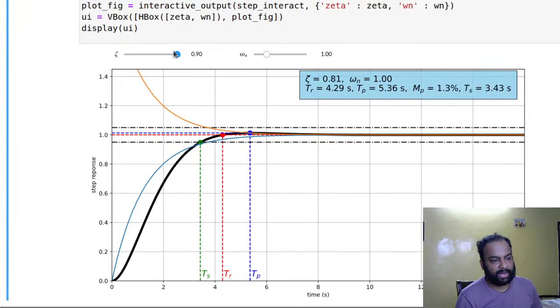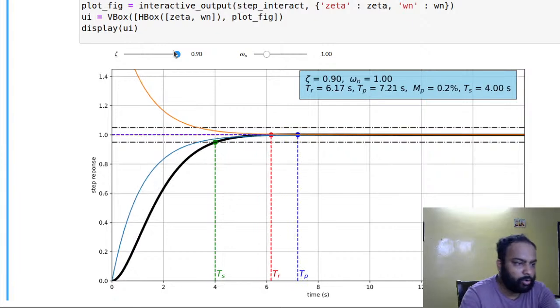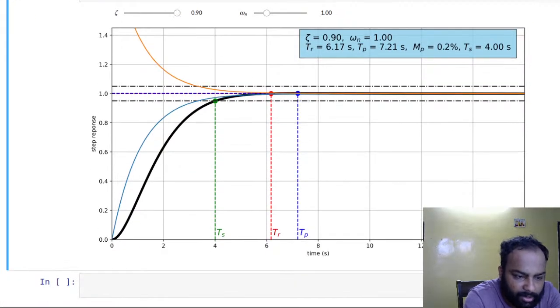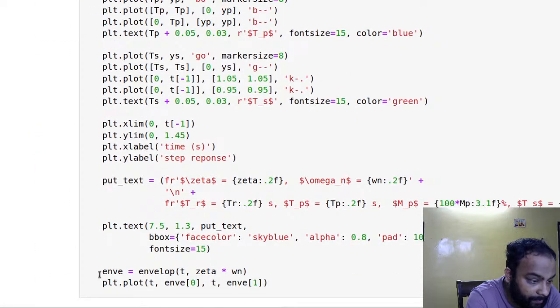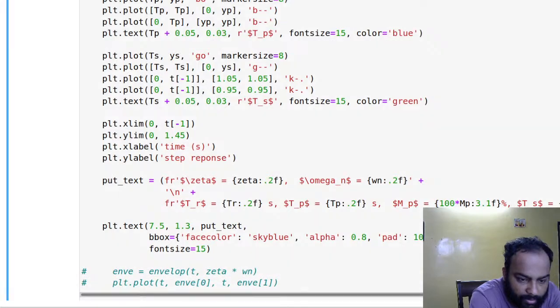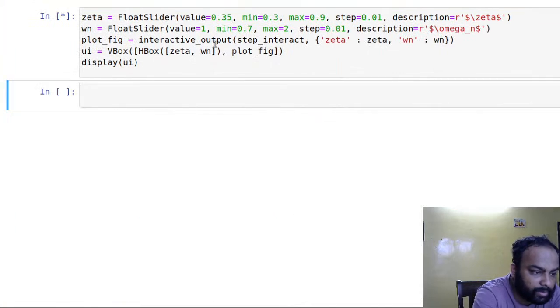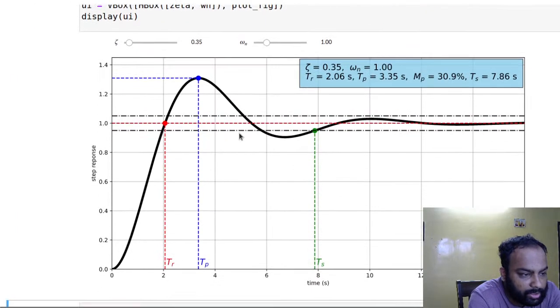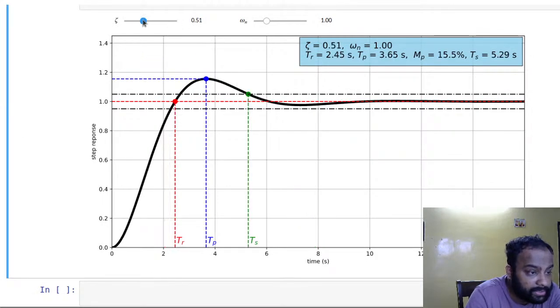Let's make this even larger. I think I need to get rid of the envelopes. The envelopes are kind of distracting here. Hold on for a second. I need to get rid of the envelopes. Nice. Gotten rid of the envelopes. Okay. Make this a very large value.